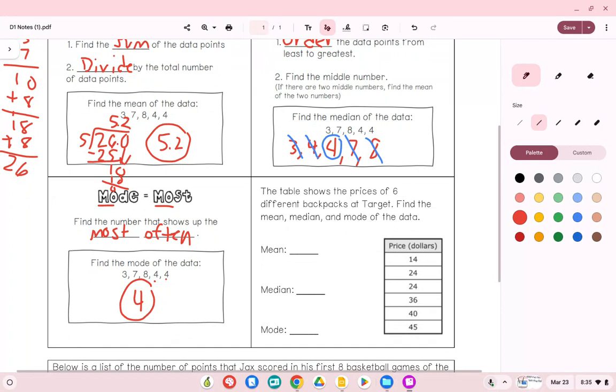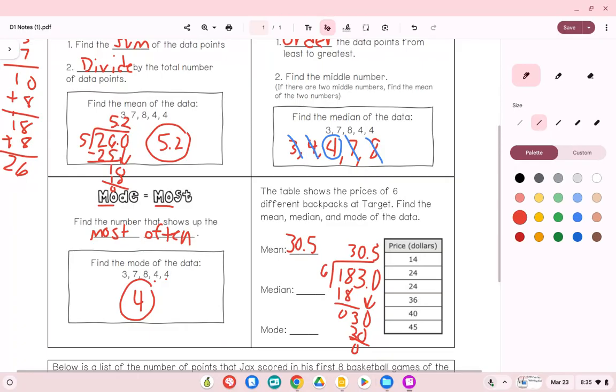All right, so if we add them up, 14 plus 24 plus another 24 plus 36 plus 40 plus 45, that would be 183. And then we're dividing by 6 because there are 6 numbers. 6 goes into 18 3 times. 6 can't fit into 3, but we can add a decimal, bring down a 0, and 6 fits into 30 5 times. So the mean would be 30.5.